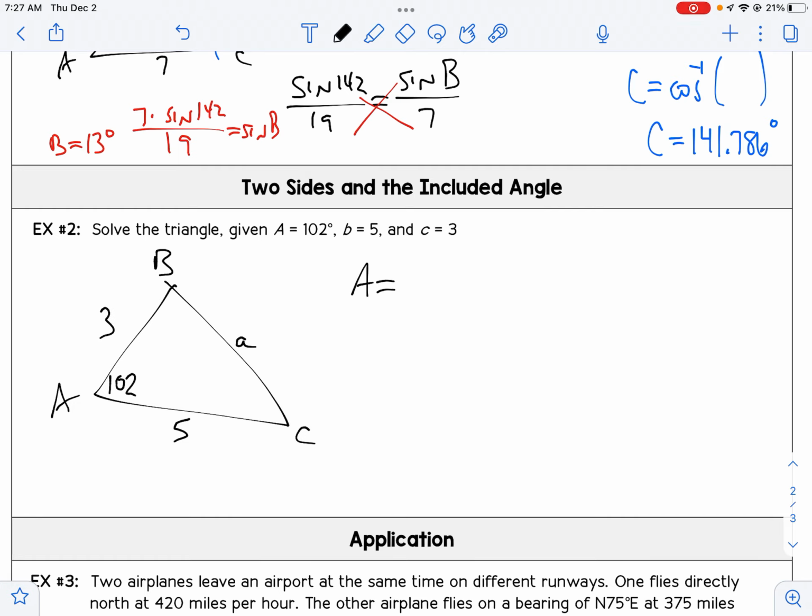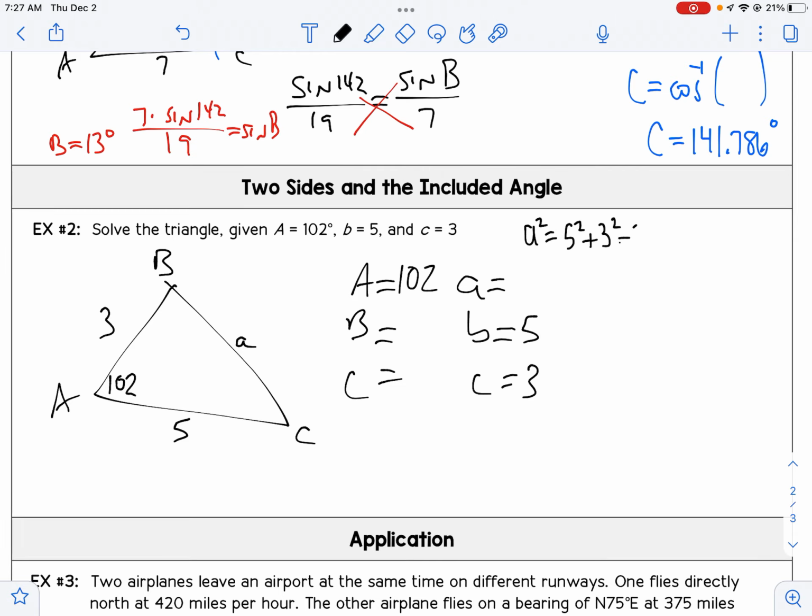I'm going to still make my organized list, okay, so I don't forget anything. I know that side C is 3. I know that side B is 5. And then the angle A is 102. This would be a situation where I use that original formula for law of cosines with the A as the one that is isolated. So A squared equals B squared plus C squared minus 2BC cosine of angle A.